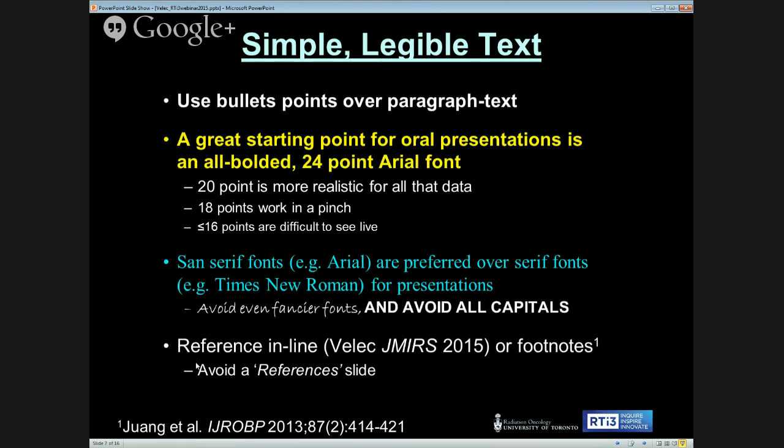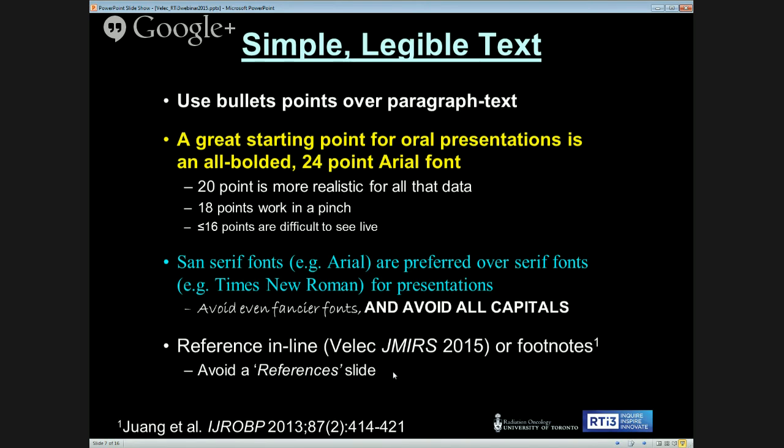Speaking of text, referencing. I noticed Jean-Pierre did this as well, and I fully support this: putting the reference in the slide. Sometimes we take these concepts from writing papers and apply them to talks. I've seen many times where people include a references slide at the end of the talk, but you have no way of connecting the reference to where it was in the presentation. So keep the reference in the slide.